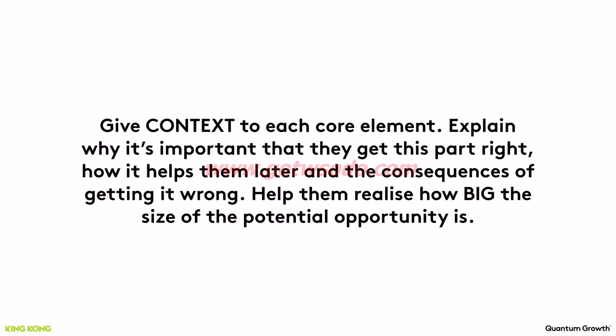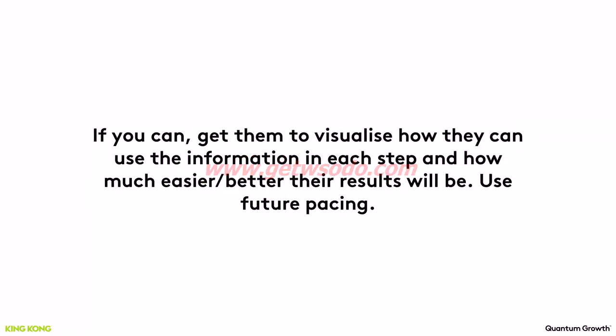So you want to give context to each core element, and you want to explain why it's important they get this part right, how it helps them later, and the consequences of getting it wrong. You must also show that polarity. Help them realize how big the size of the potential of this opportunity is, and how enormous and huge it is. If you can, you want to get them to visualize how they can use this information in each step and how much easier or better their results will be if they use this.